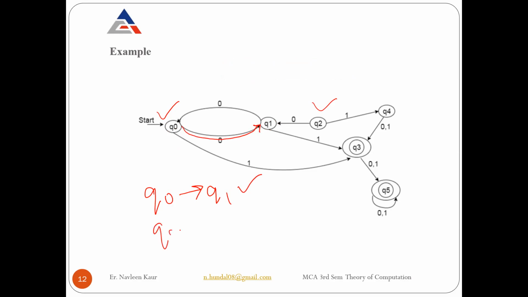From Q0, am I able to reach Q2? Let's see. From Q0, if you follow this path, you will reach Q1, and then there is no path that is taking you to Q2. If we follow this path from Q0, you will reach Q3, and then there is no path that is taking you to Q2. Okay, so I can say here that Q2 is unreachable from the starting state Q0.